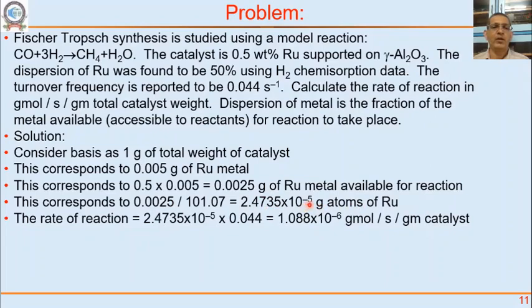Now the rate of reaction would be 2.4735 into 10 raised to minus 5 multiplied by 0.044, which is equal to 1.088 into 10 raised to minus 6 gram moles per second per gram of catalyst. That's our basis. So that's how we can calculate. That's how this dispersion tells us what is the useful part of our catalyst.